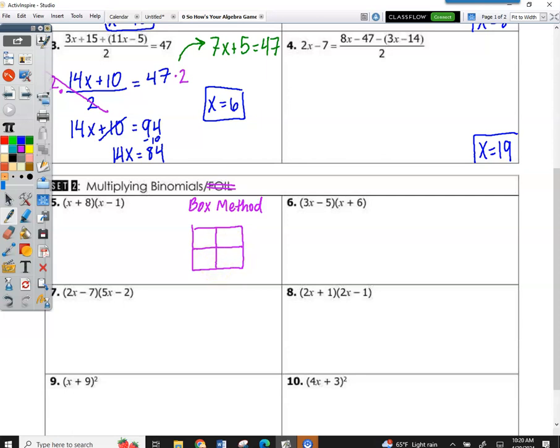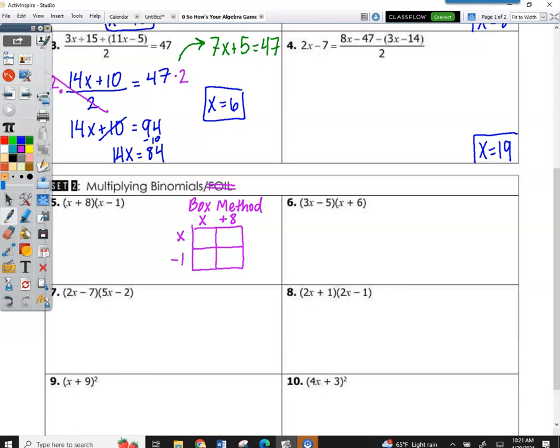Okay, so then you put one binomial across the top and one down the side. Doesn't matter which one goes where. Does not matter. I'm going to do x plus 8 across the top, x minus 1 down the side. And now what you're going to do is multiply. Use your eyes or take your fingers.